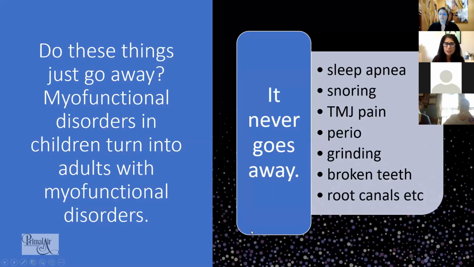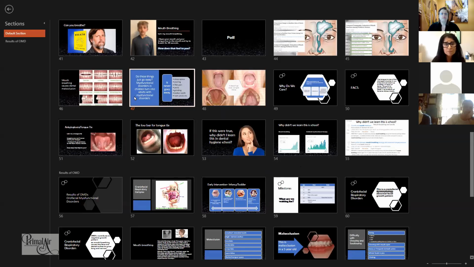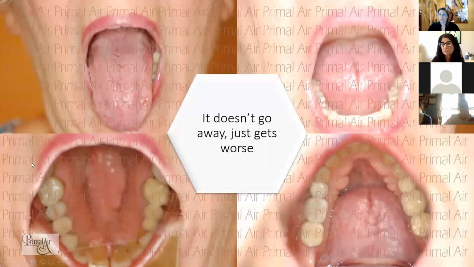So these things, they just don't go away. Children with myofunctional disorders turn into adults with myofunctional disorders. The body compensates and changes, things go away, and then something else shows up. And then these are your adult patients, if you have adult patients, who are having broken teeth or root canals all the time. It just doesn't go away. It's continually worse and worse.